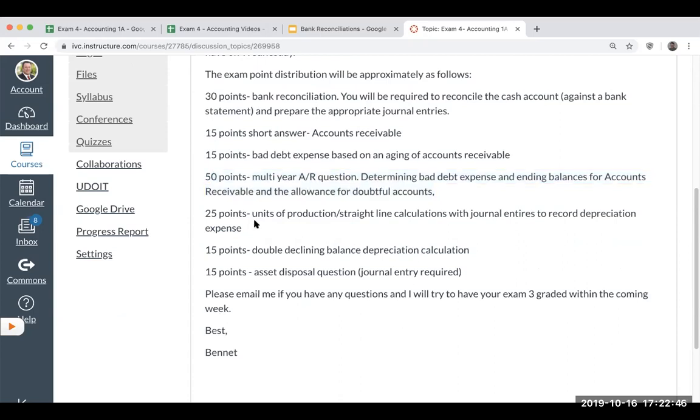So the other ones I'm going to have is a 25-point question or around that, with straight line calculations with journal entries to record depreciation expense. 15 points, double declining balance depreciation calculation. And then an asset disposal. When I sell equipment, what's that journal entry that I'm going to go through? So we have just covered, believe it or not, in this very short period of time, about half of your exam, which is really this part here and then these two parts here. Does that make sense?